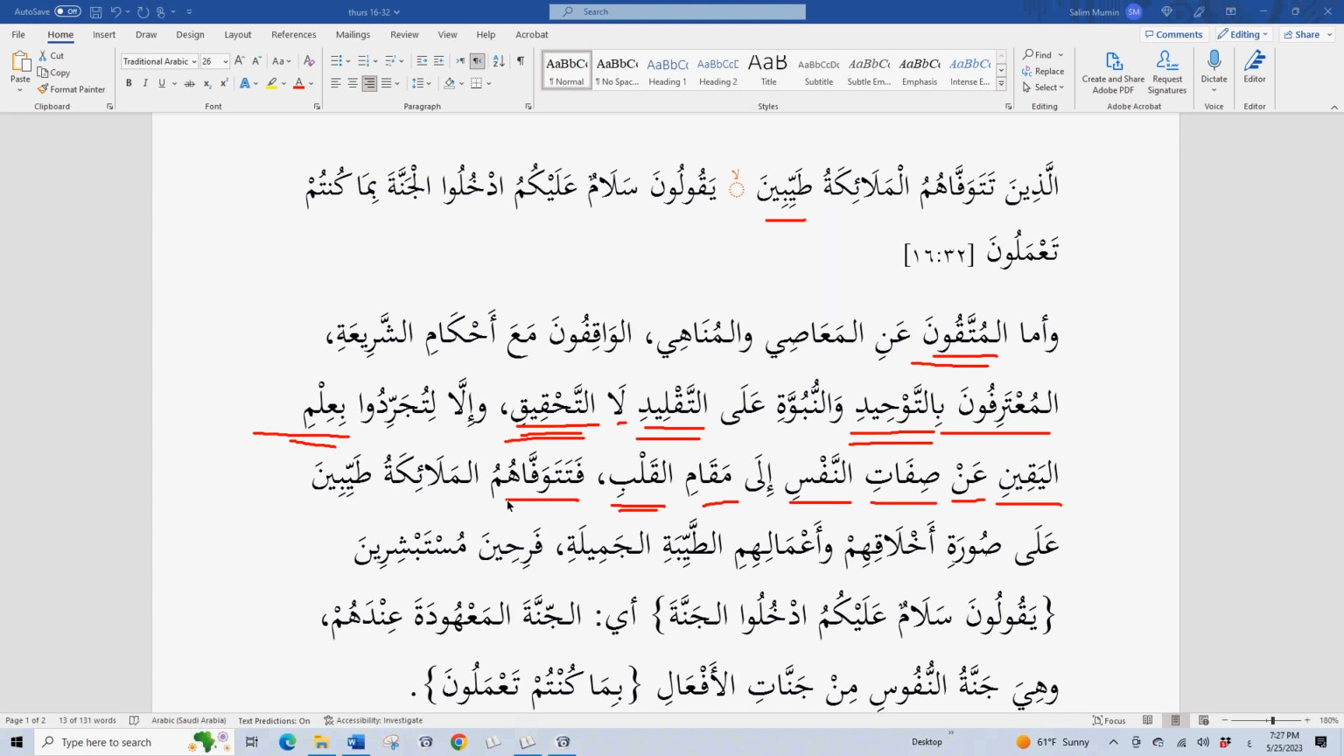All of it connects. فَتَتَوَفَّاهُمُ الْمَلَائِكَةُ, which is in the verse, the angels take them, tayyibina. Tayyibina, they're pure. They stay with their good nature. Ala surati akhlaqihim, upon the form of how they have been formed in their characters. In their character and their works. See, these are the two things that have to be displayed in the public. Your character and your work are to be visible.